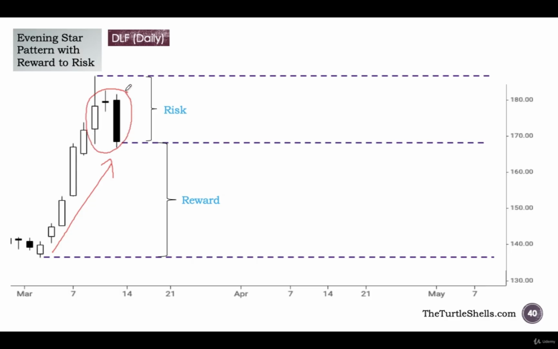Not a perfect evening star because the second and the third real bodies are touching each other. So the market has been making higher highs for around 5 to 6 candles in a row. It's a daily chart of DLF. So I have marked the risk and reward positions for you.